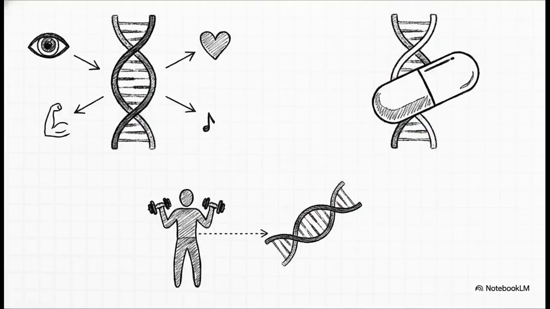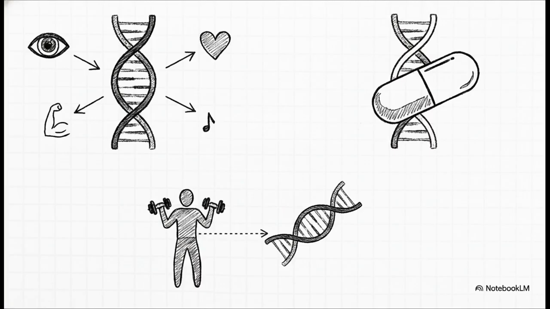And the architecture of these traits gets incredibly fascinating. For instance, we have pleiotropic genes. That just means a single gene can actually affect multiple, completely different traits. There's also the field of pharmacogenomics, which reveals how your unique genetic makeup literally determines how your body reacts to specific drugs. And understanding all this gives us highly actionable insights.